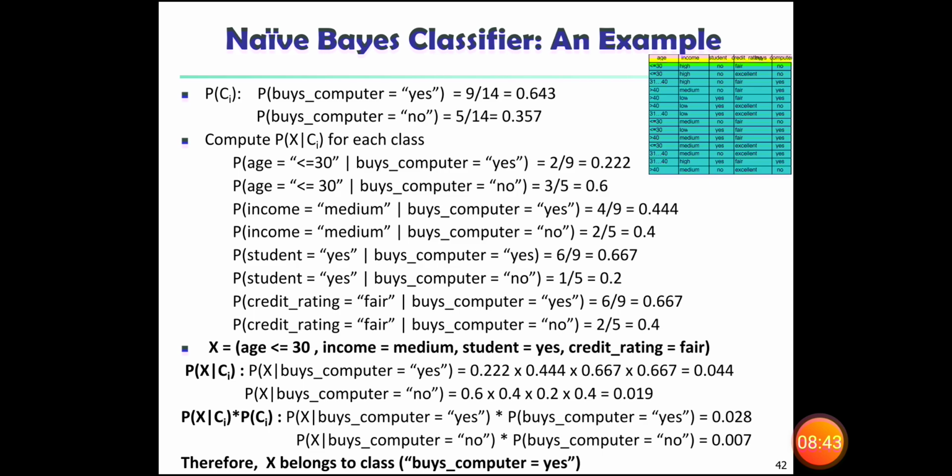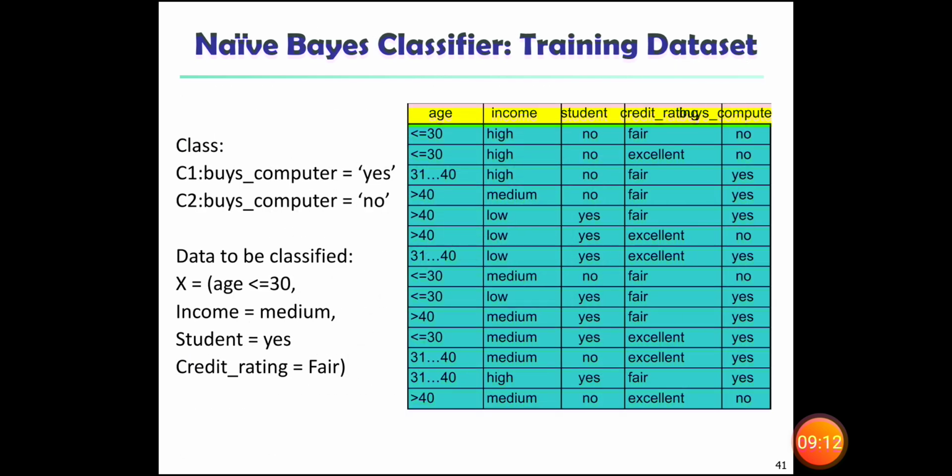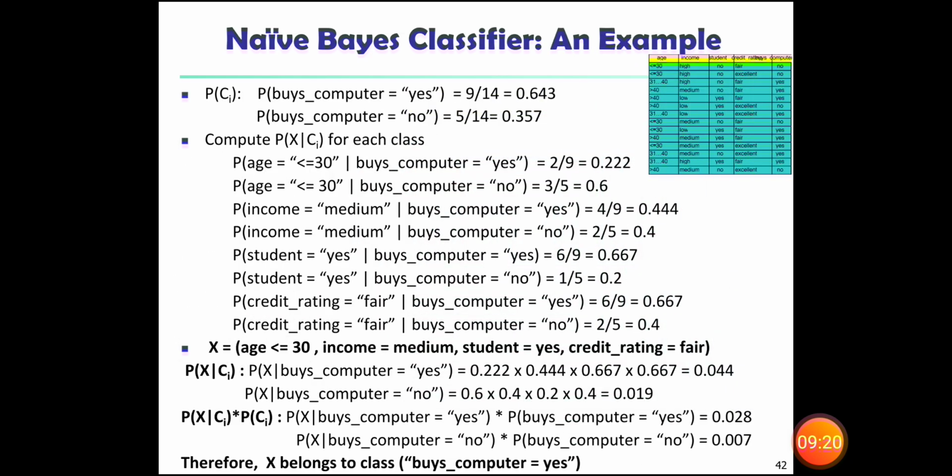In the same way we can calculate for credit rating also. We have taken fair. These are the conditions which we already defined in the previous slides. We are going to take age, income, student and credit rating, including the conditions. Age must be less than 30, income must be medium, student must be yes, and credit rating must be fair. You can see this in the last one, the data to be classified with respect to this table.